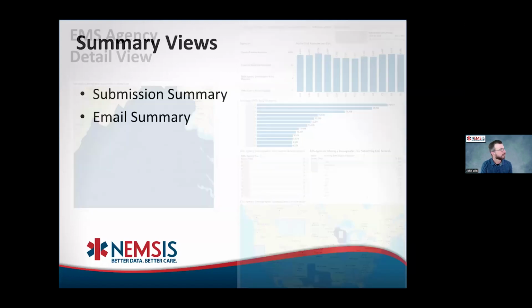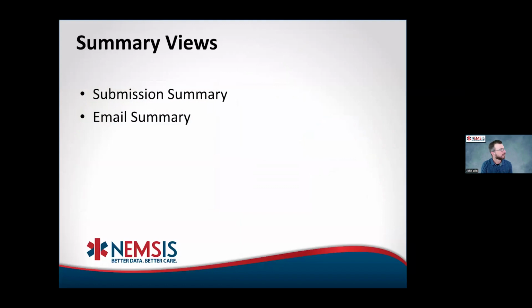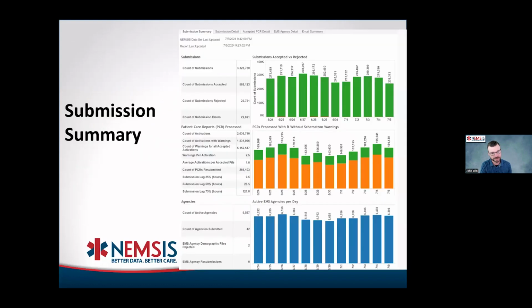So there's 2 summary views, submission summary and email summary. And I'm finishing up. The submission summary is just a combined and summarized view of the previous 3 detail reports: submission detail, accepted PCR details, and agency details. It's a little bit more condensed, with basically just the key information shown. And again, this would be for your state.